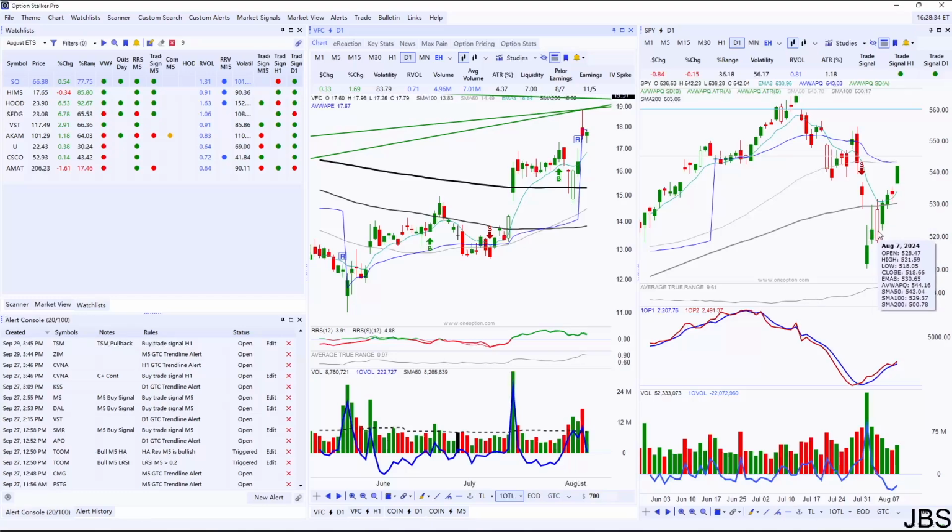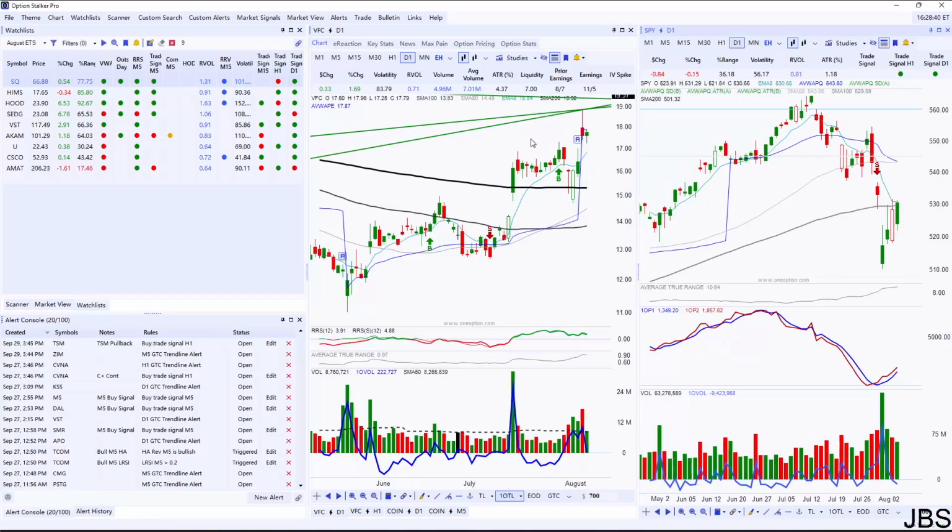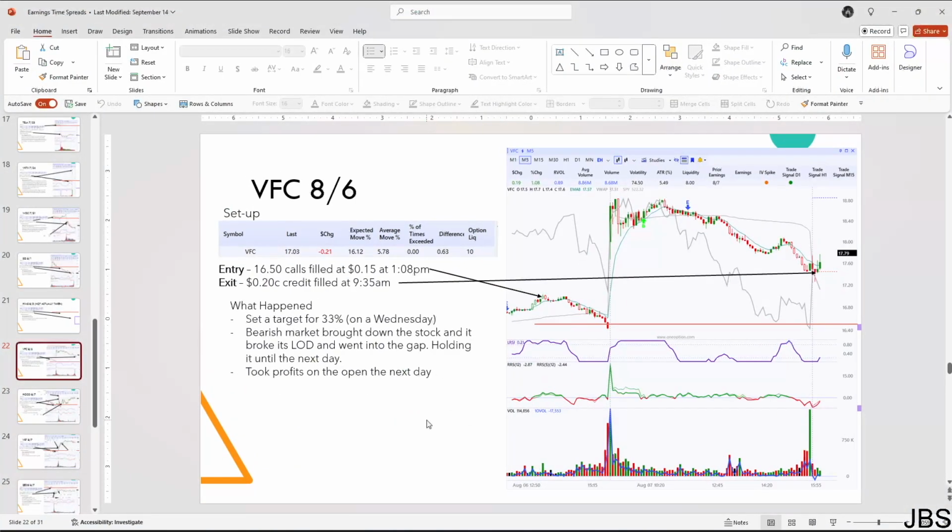So took it on the 6th. Here is the 7th, where it was being quite bearish. On the 7th, the market was dragging it down. And then on the 8th, I actually managed to get out for a 20-cent credit. So I got a 33% win on the stock, which is about average for me on my earnings time spreads. I average about a 36% win for all the trades that fit my system.